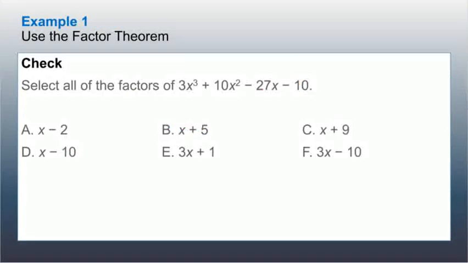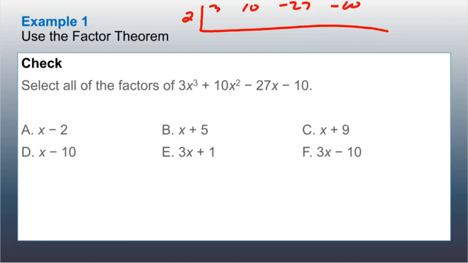Next, like this one. So factors of 3x cubed plus 10x squared minus 27x minus 10. So for this one, we could just pick one of those. So I just say 2. So check A. If I had 2 here, this would be 3, 10, negative 27, negative 10.